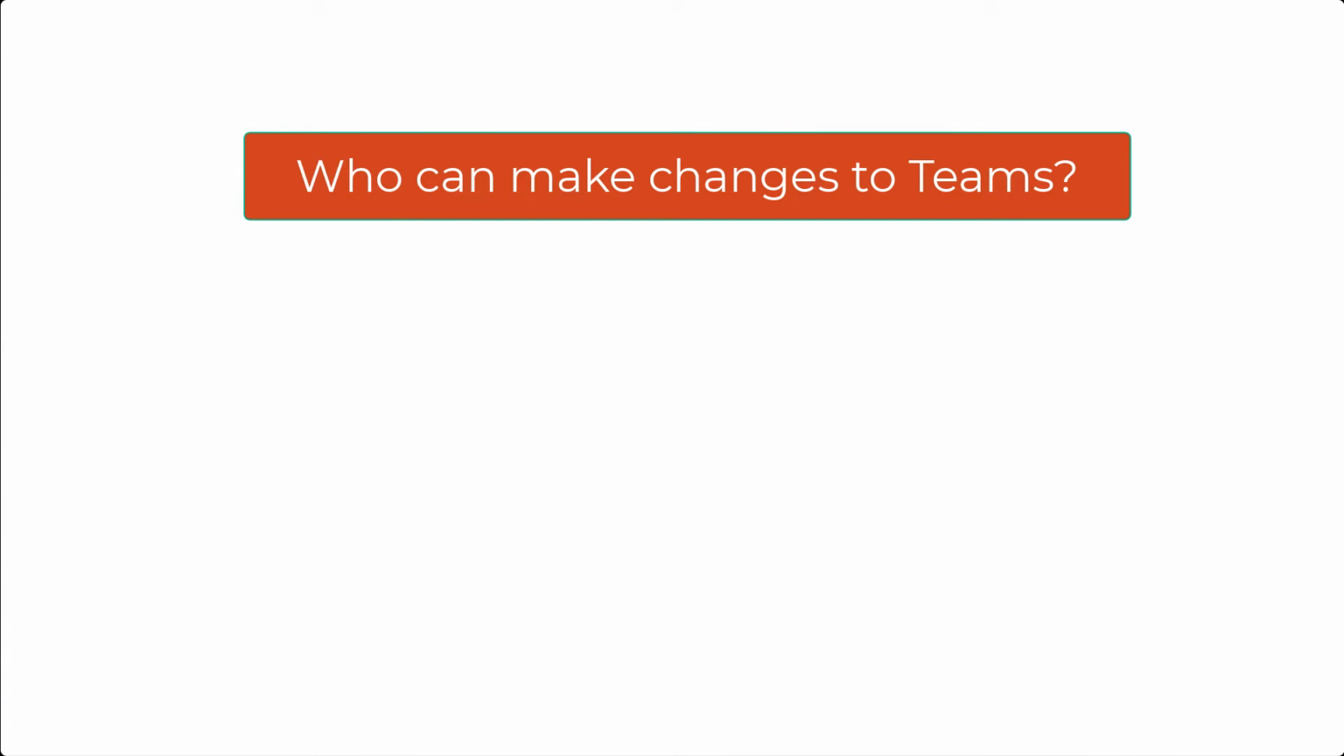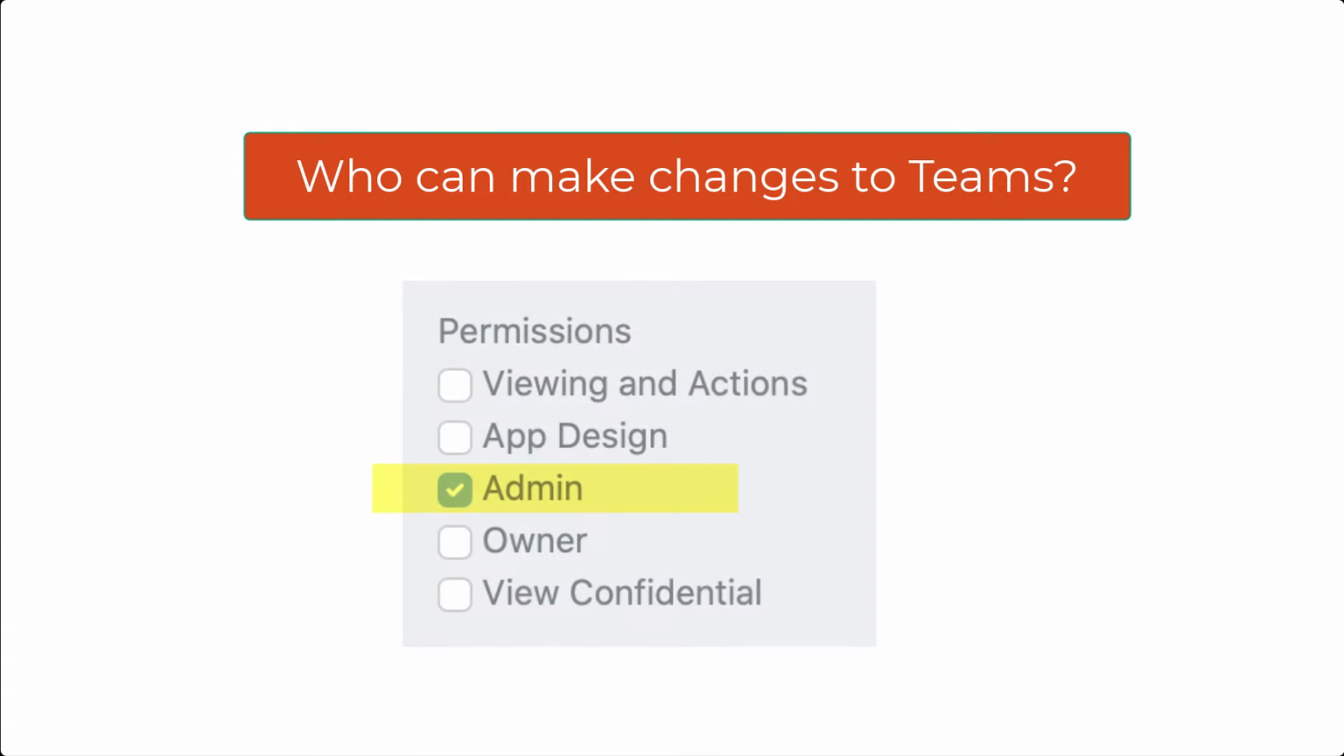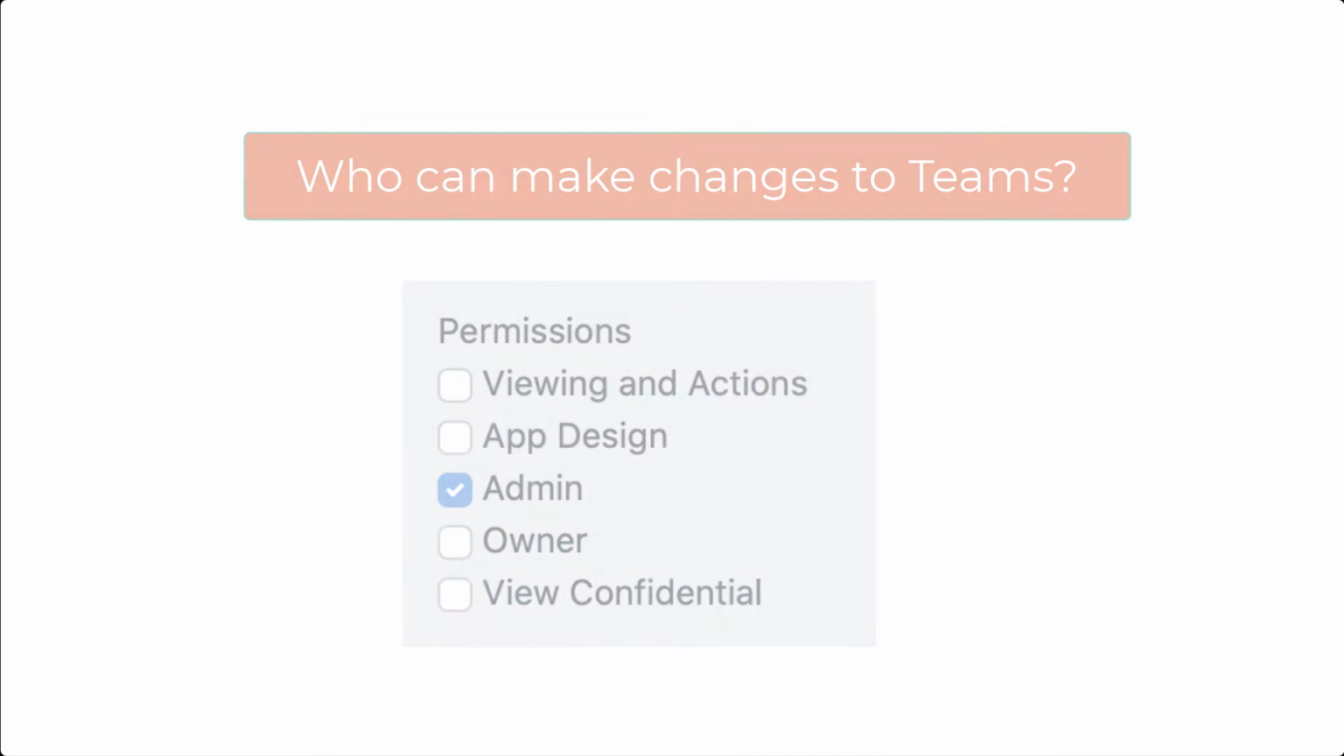Before we get started, let's have a look at who can make changes to teams. You need to have an admin permission. Then you can move people and forms between teams. An owner is someone who invites people into the system, so they create new users.